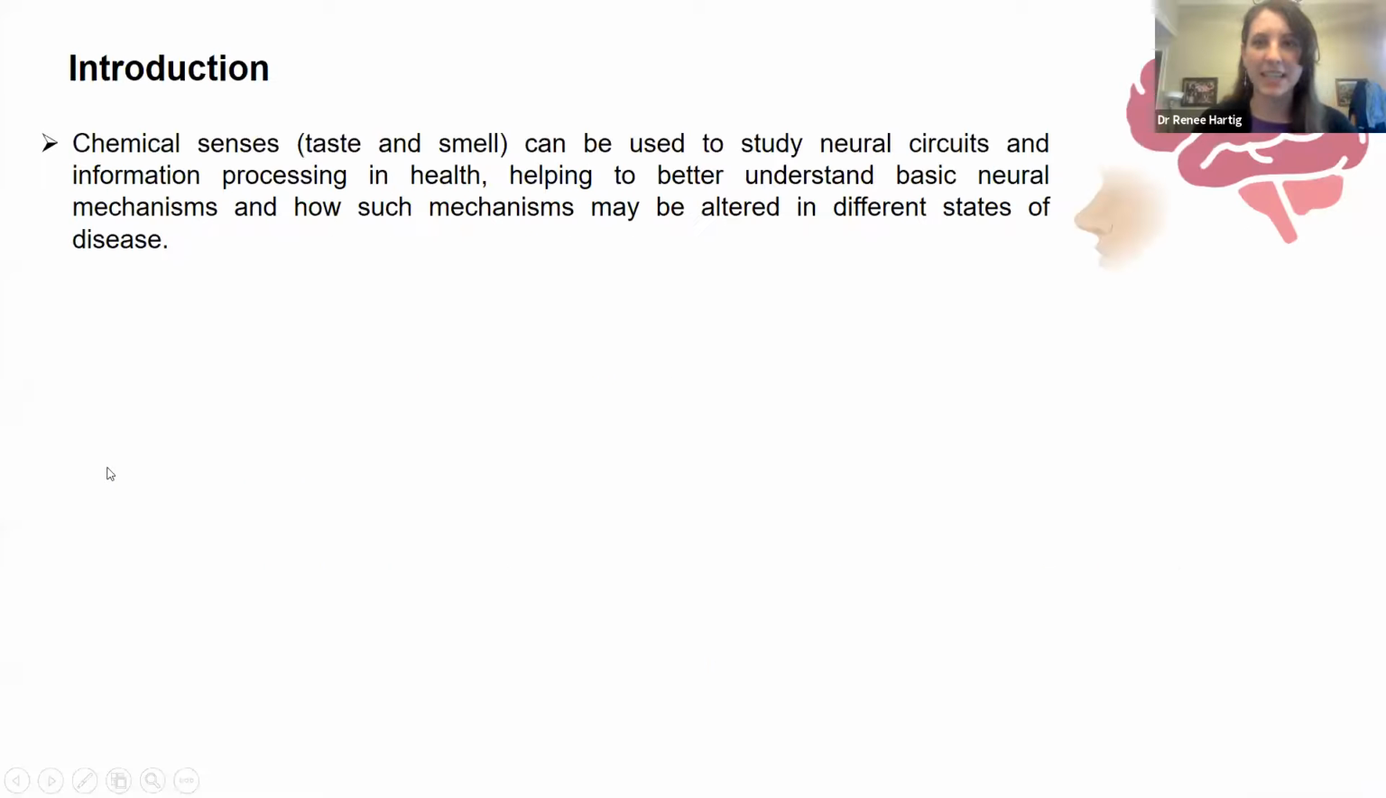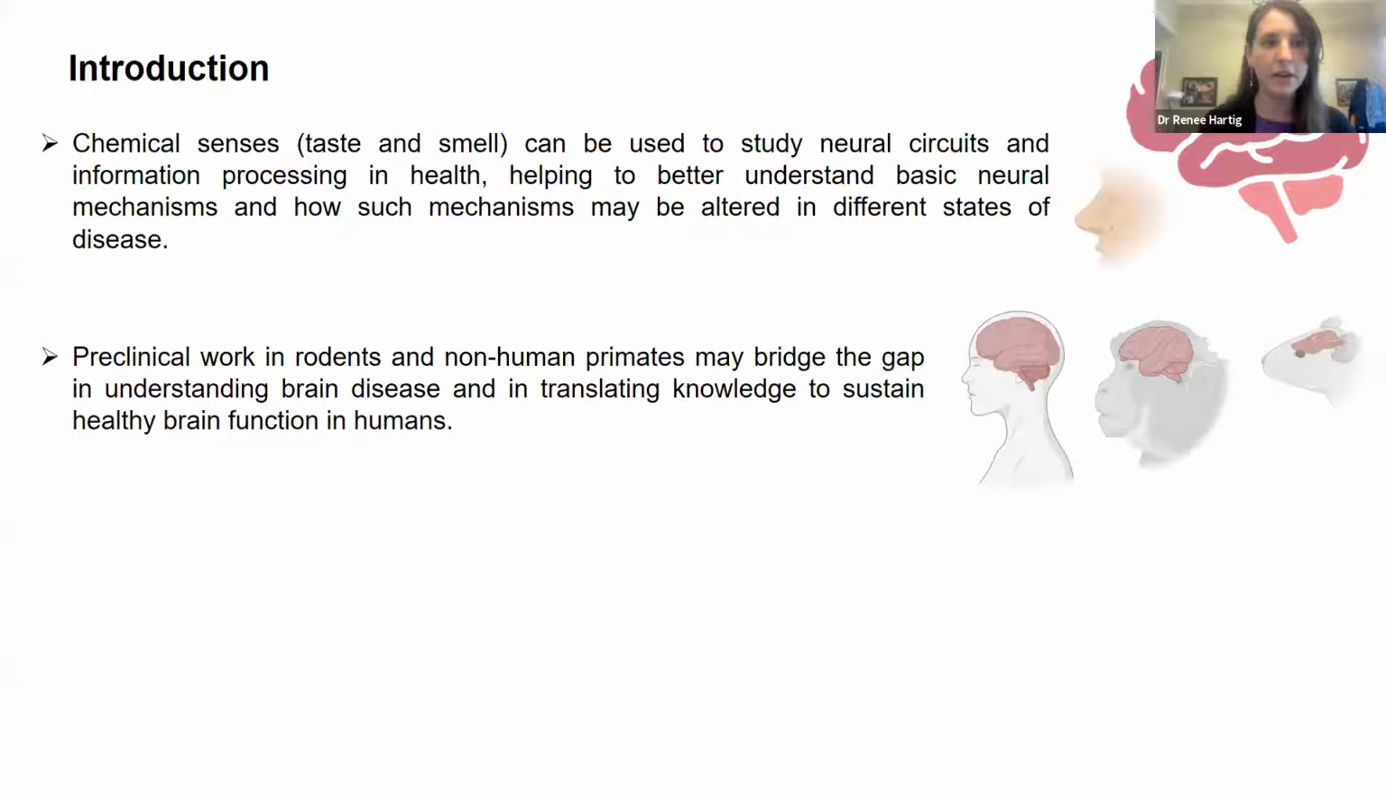So chemical senses, in this case, taste and smell, can be used to study neural circuits and information processing in health, helping to better understand basic neural mechanisms and how such mechanisms may be altered in different states of disease. Preclinical work in rodents and non-human primates may bridge the gap in understanding brain disease and in translating knowledge to sustain healthy brain function in humans.